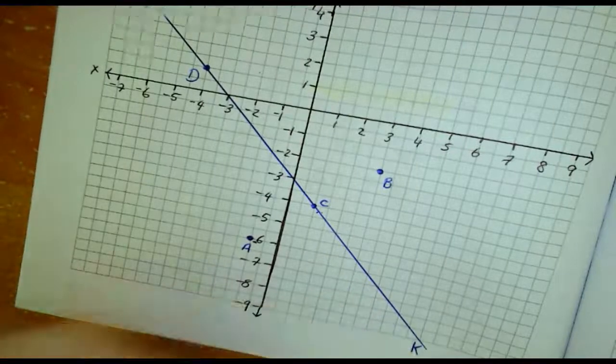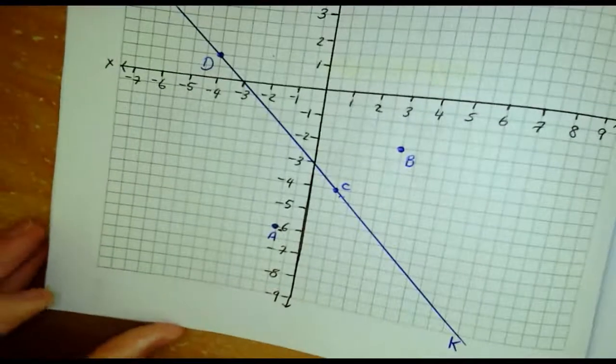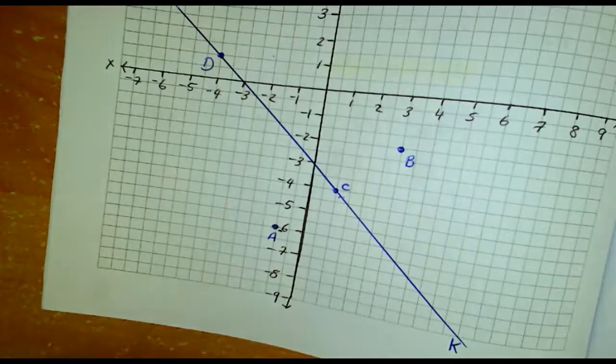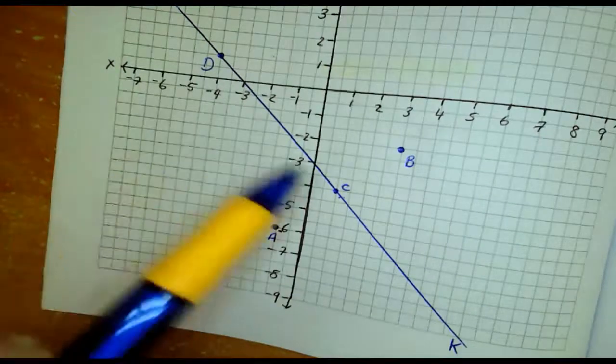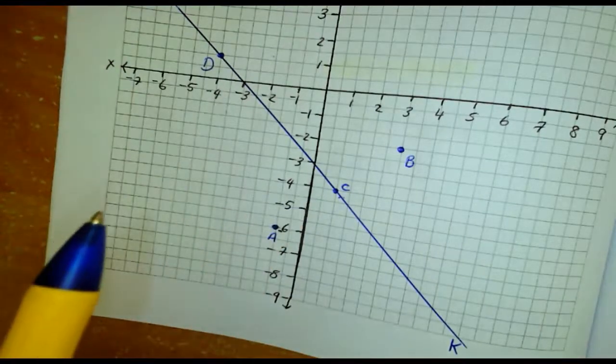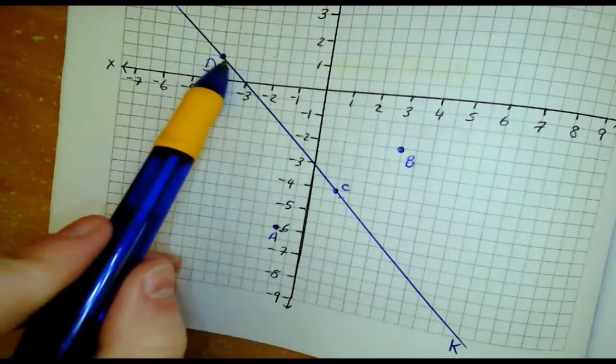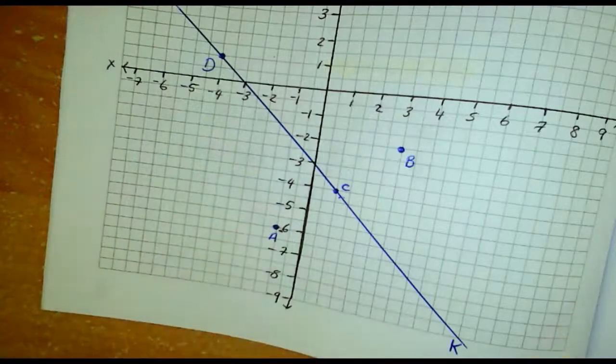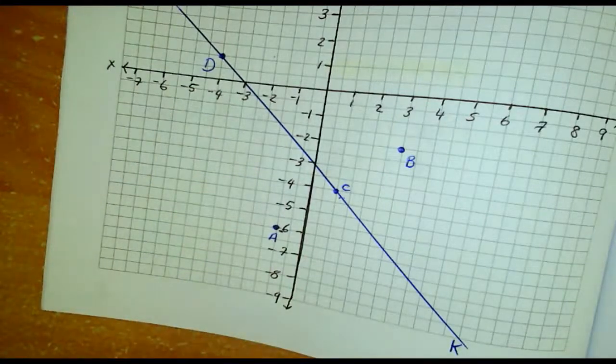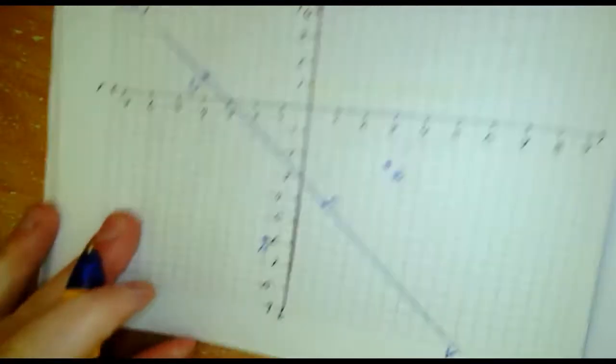And then K. So I already had my point C that I know goes through line K, and now they gave me the point D, which I just verified is on line K.